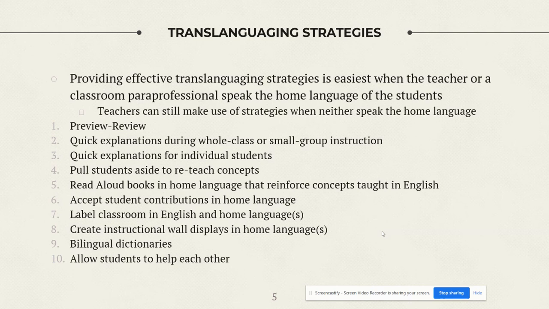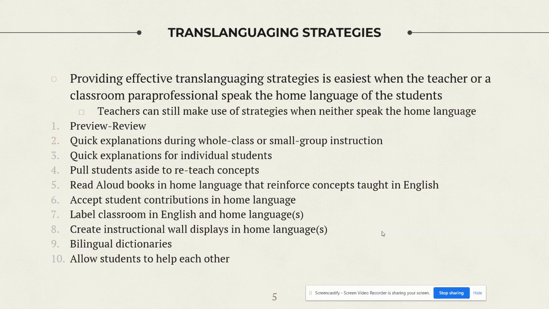So there's this preview review strategy where the preview, or this little jumpstart lesson, so to speak, would happen at the start of the class. That would be in the home language. Then the bulk of the lesson, the main part of the lesson, would be delivered in English. And then there would be a little conclusion wrap up at the end of the lesson that would also be conducted in the home language, so that there's a way to gauge student understanding at the front end and at the back end. Quick explanations during a whole class or small group instruction could be delivered in the home language.